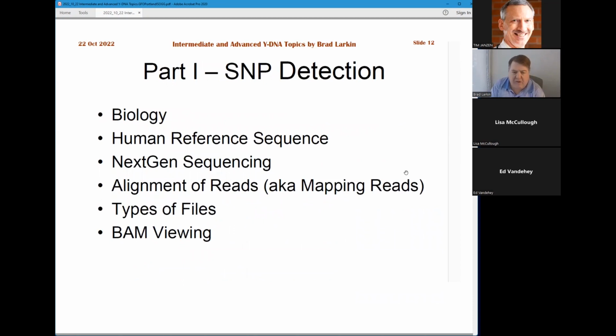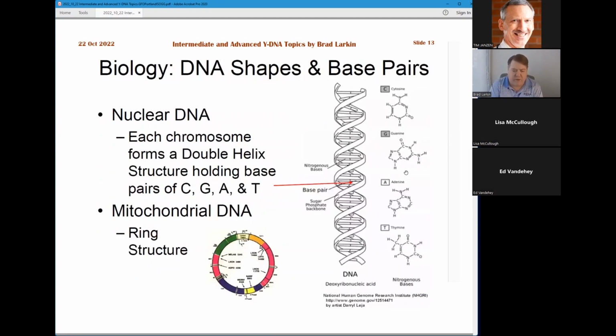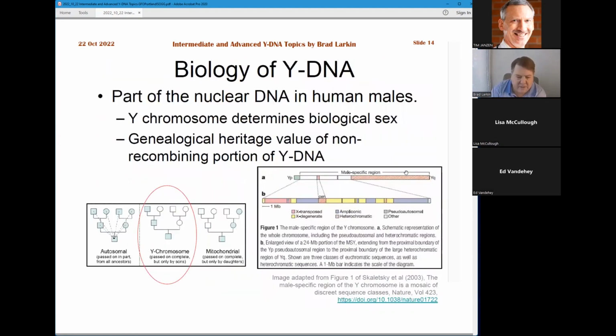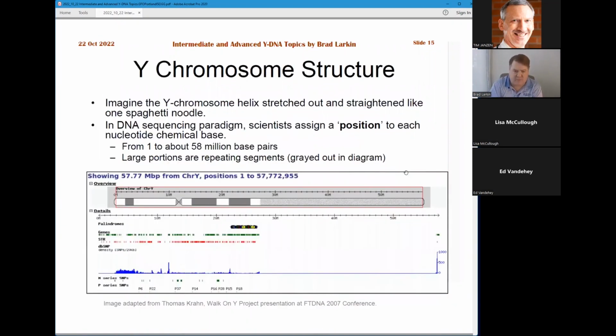SNP detection: biology, the human reference sequence, next-gen sequencing, things like that. We all know we're talking about nuclear DNA here, the different types of DNA. I think this group pretty well knows this stuff: the Y chromosome, and then specifically the male-specific region of the Y chromosome, illustrated here from 1 to about 58 million base pairs. Large portions are repeating segments that so far haven't been very useful for genetic genealogy.